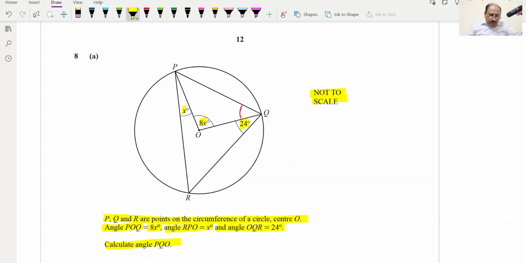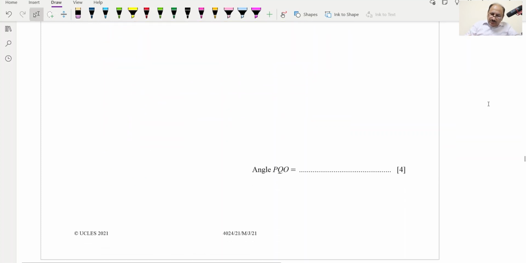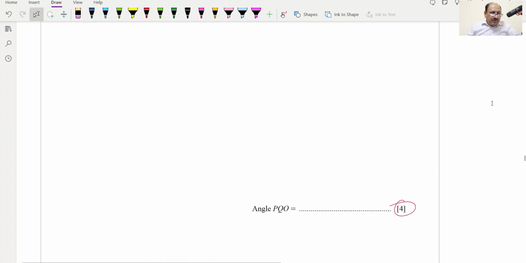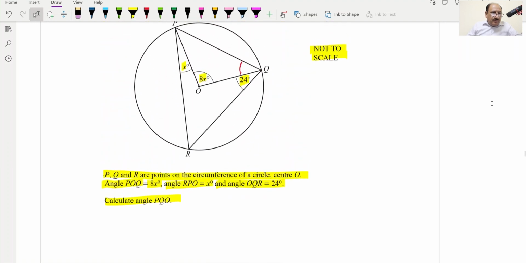So to calculate this one, we will have to give the reason also, because this is a 4-mark question. So we will be providing reason for each and every statement. So what will be our statement? We can first draw a line from here. So if this is 8x, this will be half of 8x, which is 4x. This is by the rule that the angle at the center is double the angle at the circumference.